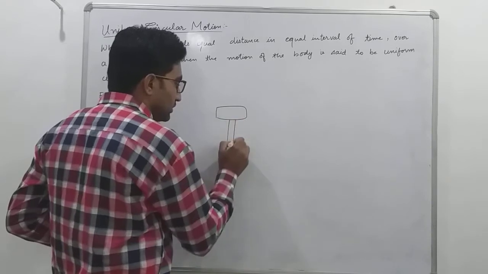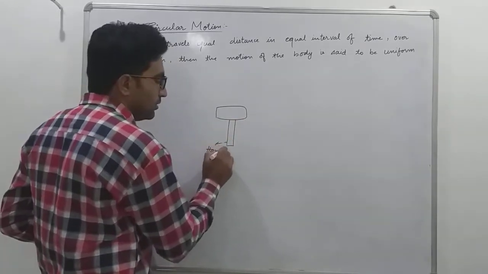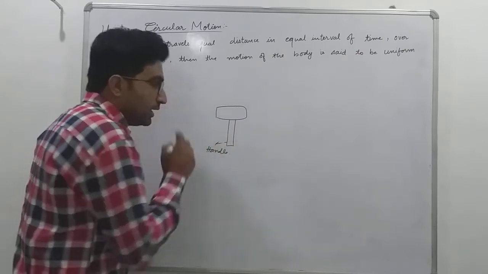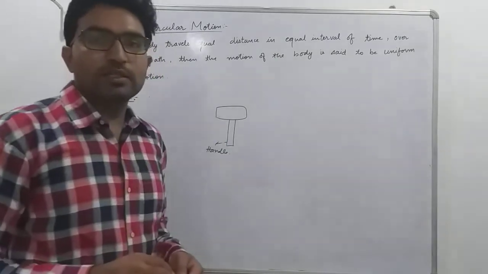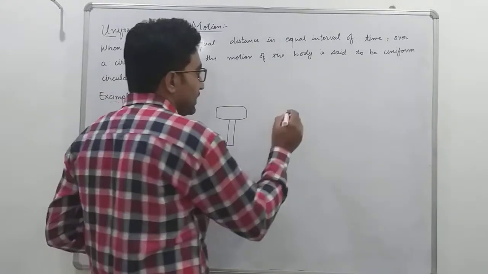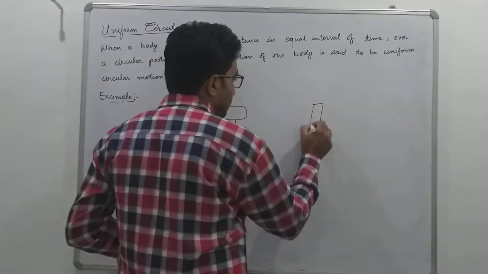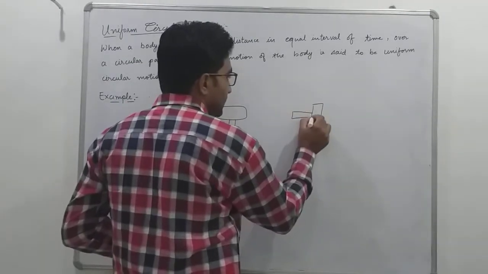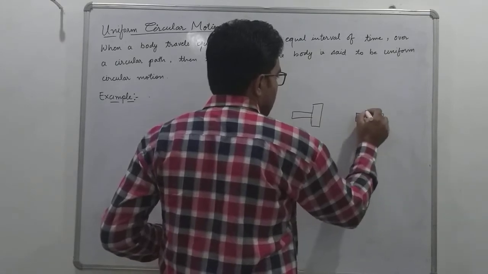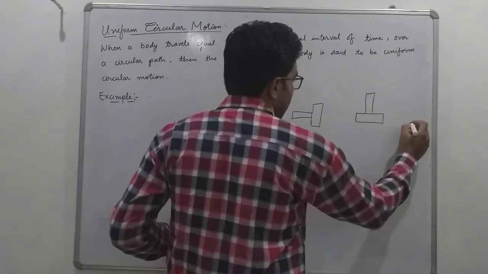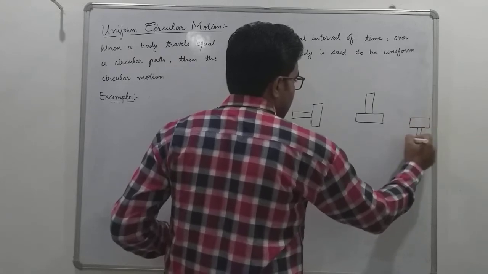Okay, this is the hammer and it is the handle of the hammer. When the hammer is thrown, then the motion of the hammer is uniform circular. It will rotate like this one. Once it is thrown, it will move like this. After that, this, and after that, it will again come to its original situation.